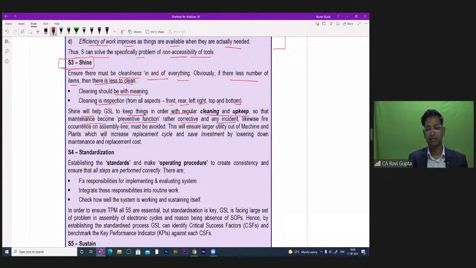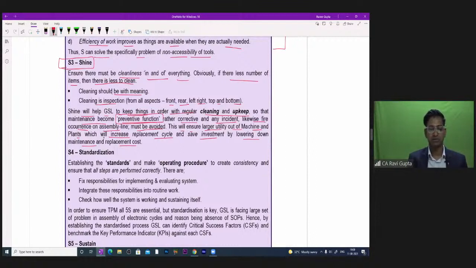And any incidents, like fire occurrence on the assembly line, must be avoided. This will ensure larger utility out of the machines and plants, which will increase replacement cycles and save investment by lowering down maintenance and replacement costs. So definitely it becomes a preventive function rather than a corrective one.